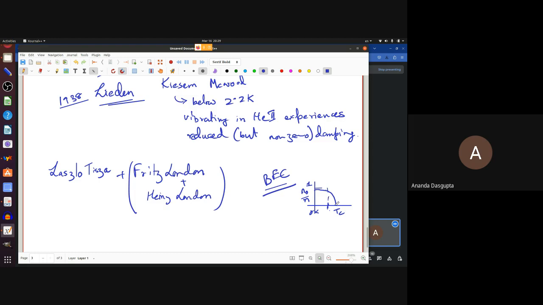But what Tisza and Fritz London, one of the brothers, did with superfluidity was try to explain these phenomena, viscosity seeming to be absent in one experiment, not seeming to be absent in another experiment. They tried to explain this by a very similar picture. In fact, they tried to essentially say that this is Bose-Einstein condensation which is occurring, and the condensate is the superfluid and the non-condensate is not.